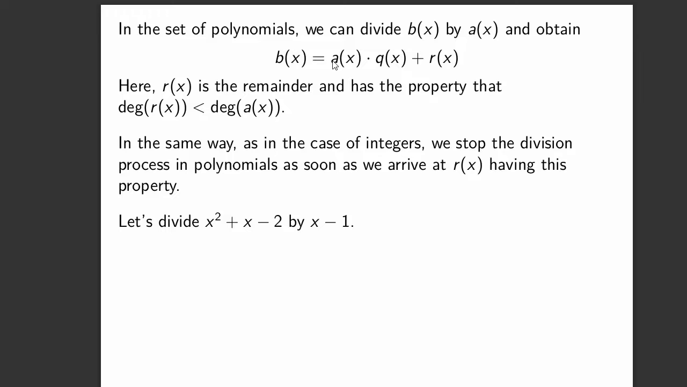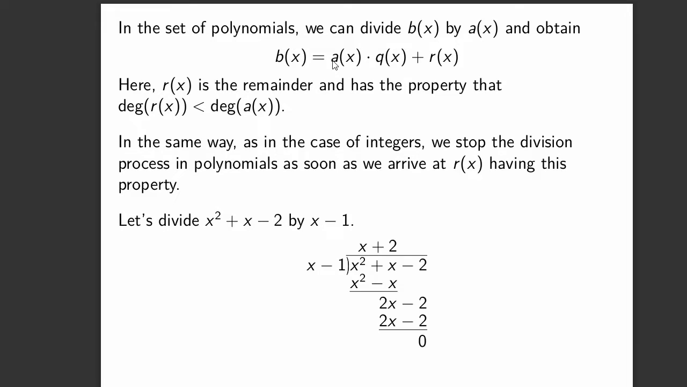Let's divide x square plus x minus 2 by x minus 1. All right. So here, while dividing by x minus 1, we again look at the leftmost monomial, which is x over here. We divide the leftmost monomial x square of the dividend by the leftmost monomial of the divisor, and after dividing x square by x we get x.